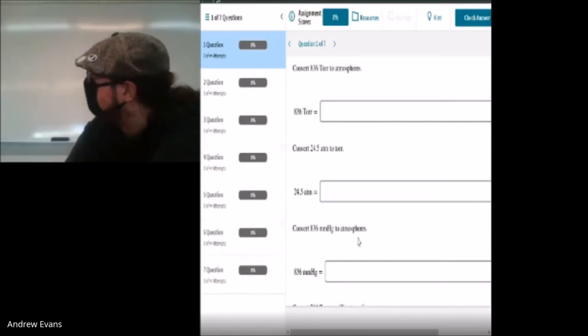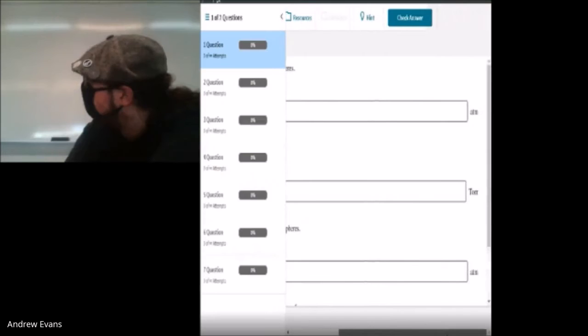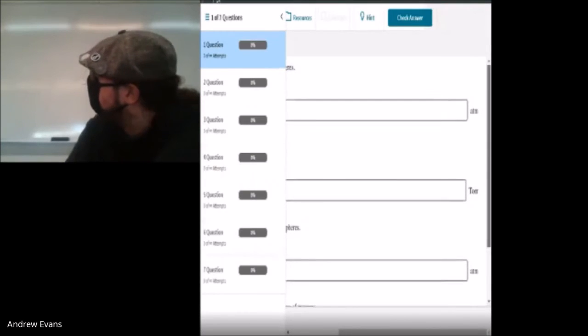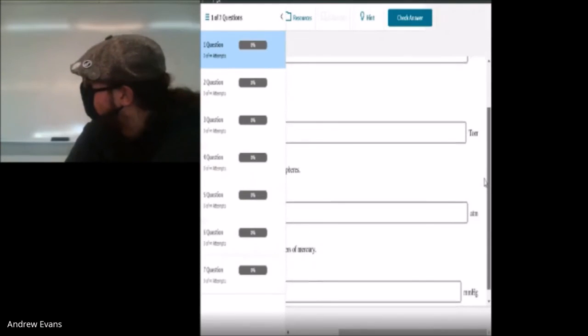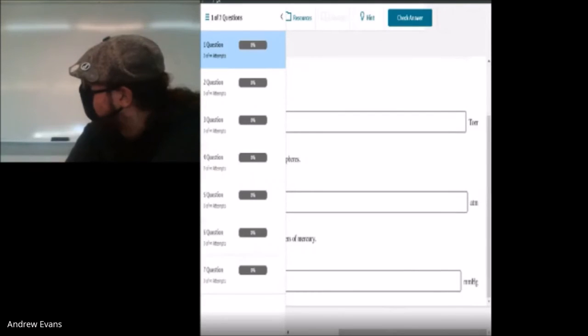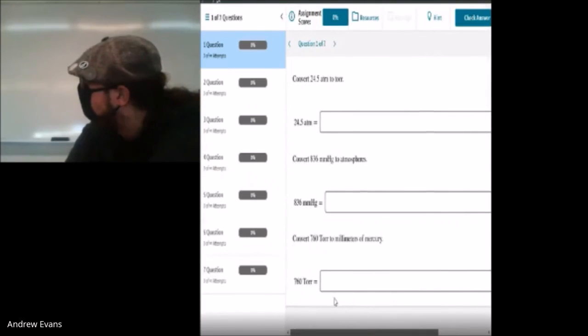So convert atmospheres to torr. Convert millimeters of mercury to atmospheres, and then convert torr to millimeters of mercury. The last one's going to be the easiest one. Torr to millimeters of mercury: there's 1 torr for every 1 millimeter of mercury. So 760 torr is just going to be 760 millimeters of mercury. But we'll do that one.